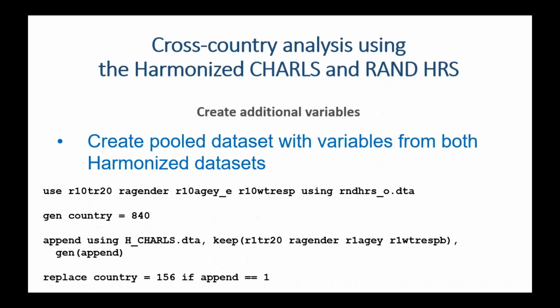So we've got those. And so then we want to create a few additional variables. We're going to create a pooled data set with variables from both harmonized data sets. So that's the first thing. We're going to make this stacked data set. So here's how we do this.